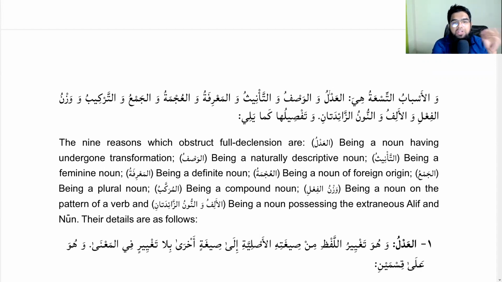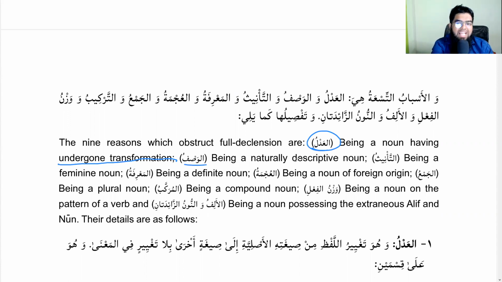So that also does not take tanween. So the name Umar doesn't take Umaru, Umara, Umara. No tanween, no kasra. That's called adl. We'll learn later on. He'll explain. Wal wasfu is description. Like you say, jawanu, hungry, and all that. Wa tanithu, femininity, being a noun having undergone transformation. So he explained adl as what? Something which has gone through transformation, something which is transformed into something.